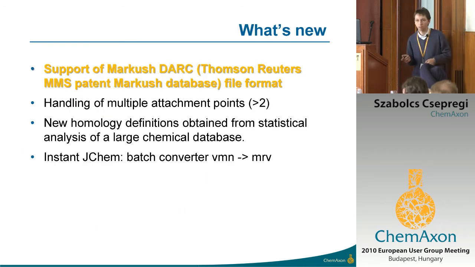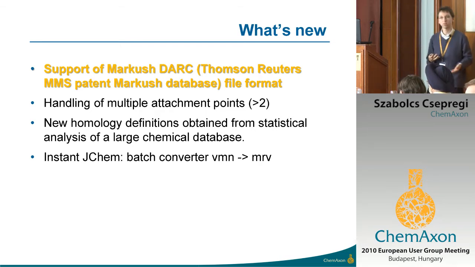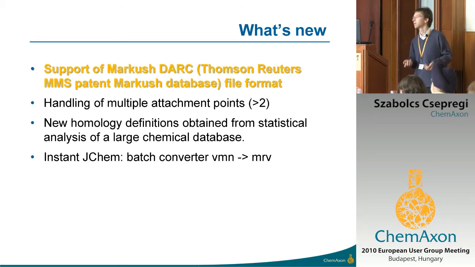Okay, what's new? The handling of the Markush DARC file format is new. We just introduced it in 5.3. And it brought a lot of improvements because it contained many features which were not available before. One of the most prominent improvements was that now we can handle R groups with more than 2 attachment points. Currently, we use a temporary representation using data as groups, but we also plan a proper representation of attachment points in Marvin. That will help us.